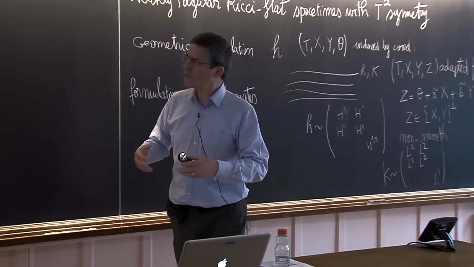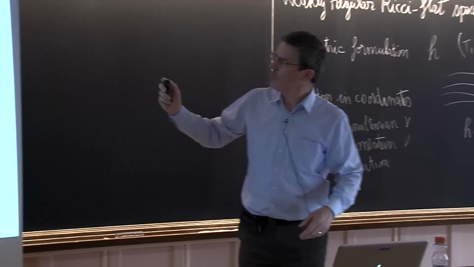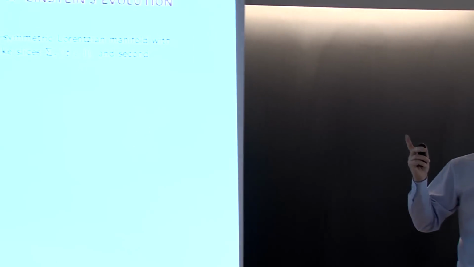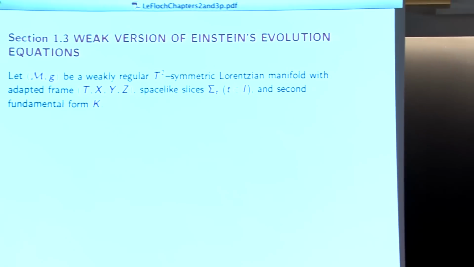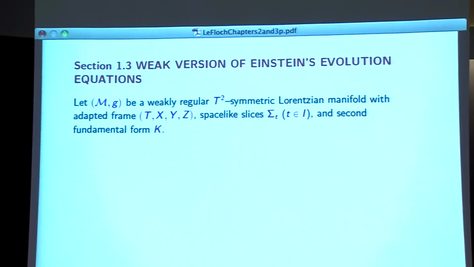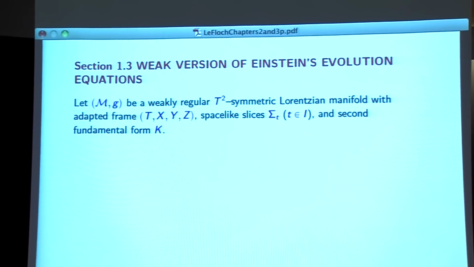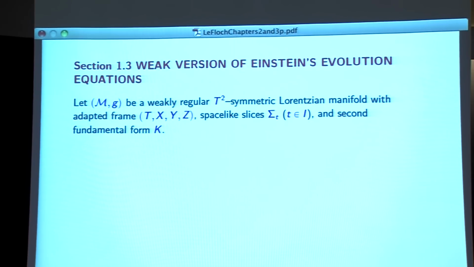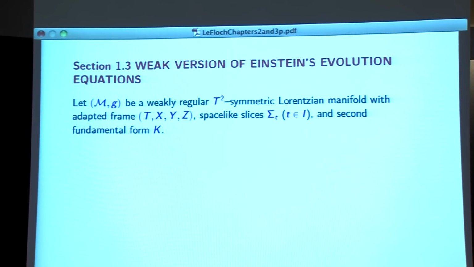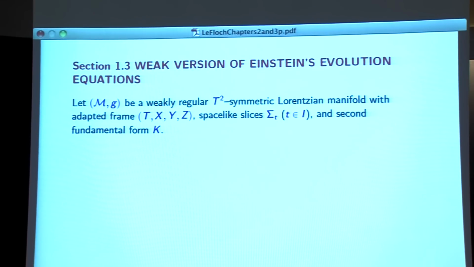So we start over with a weakly regular T2 symmetric Lorentzian manifold, as I defined before, with weak regularity on the blackboard, plus some mild assumption in time. For the time derivative, essentially there is an L1 regularity which is assumed. Right?